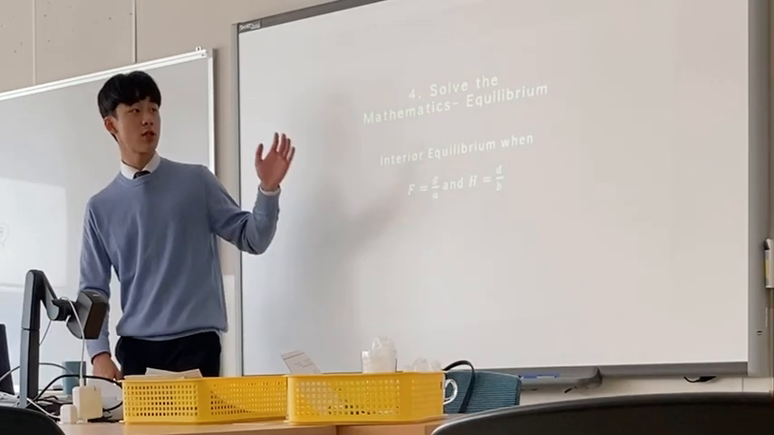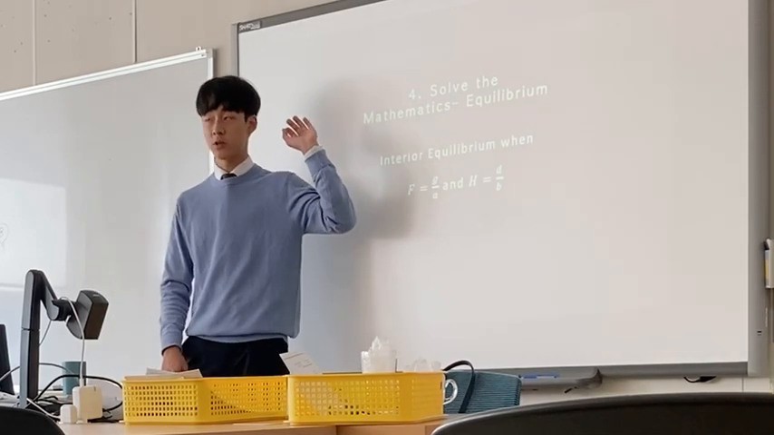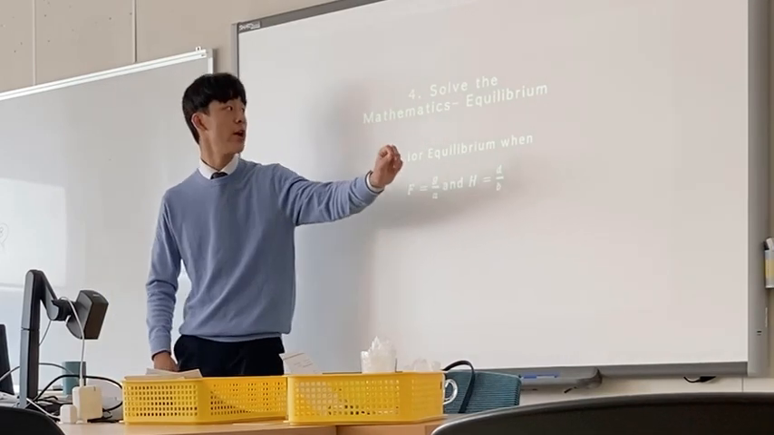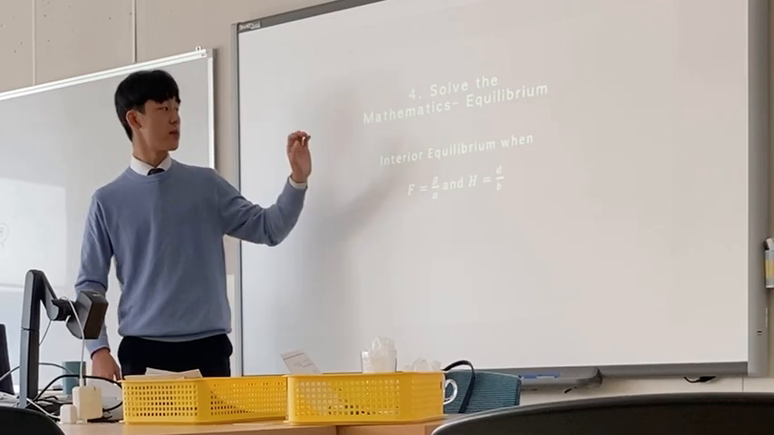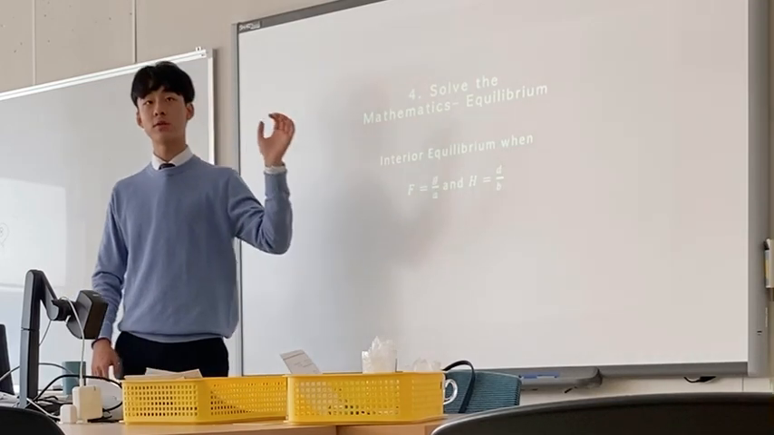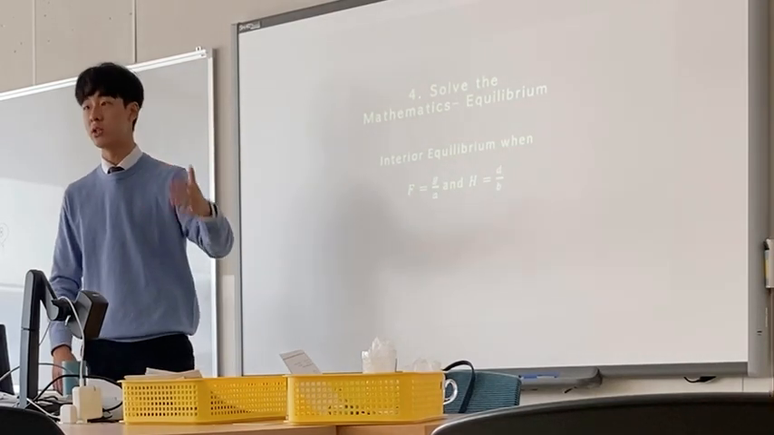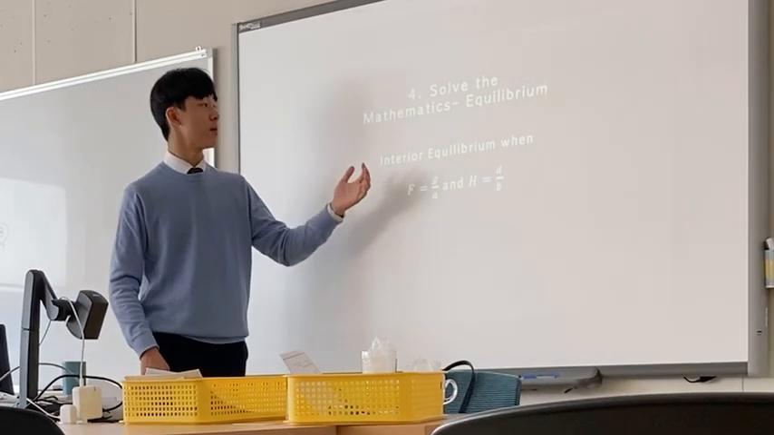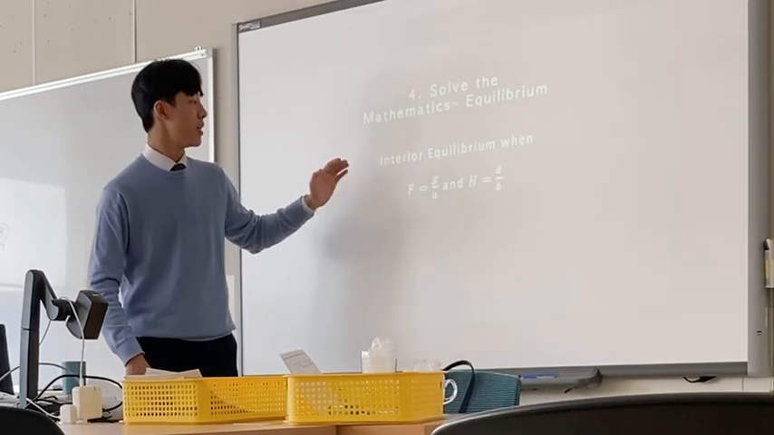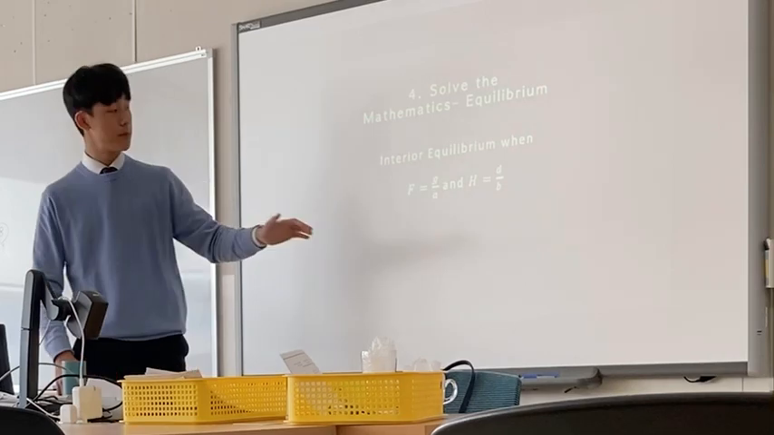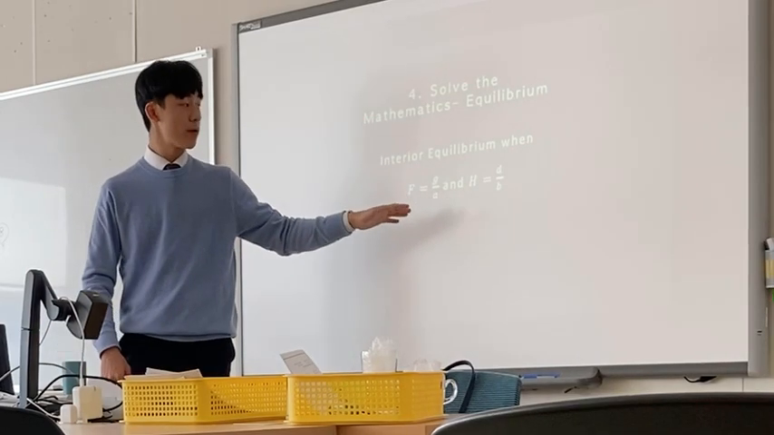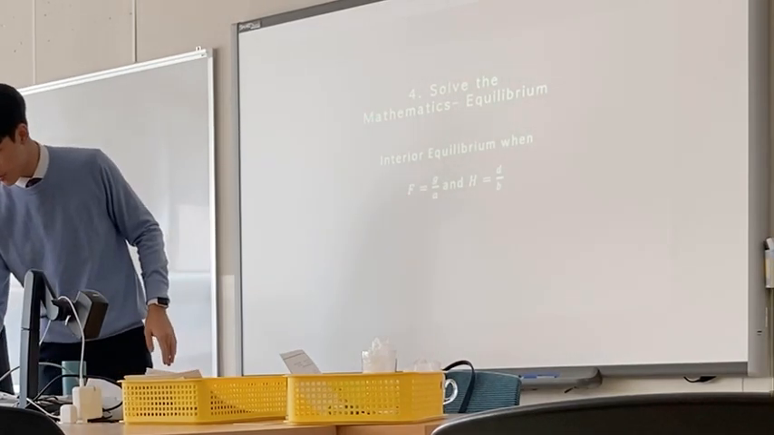Then, because we have now mapped the real world situation successfully into the math world, we now solve the mathematics and see what each of the solutions actually mean to us. So firstly, we see an equilibrium. So the interior equilibrium inside the system is when F equals G over A and H equals D over B.